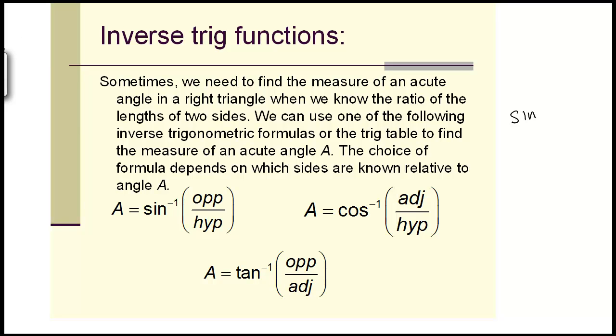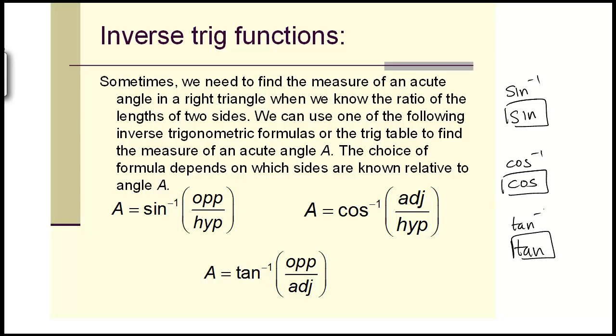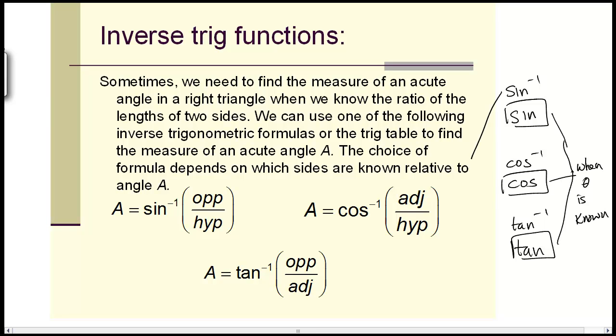If you look on your calculator and you see these buttons, sine, cosine, and tangent, you should see a button above it: sine⁻¹, cosine⁻¹, and tangent⁻¹. These buttons are used when looking for the angle.